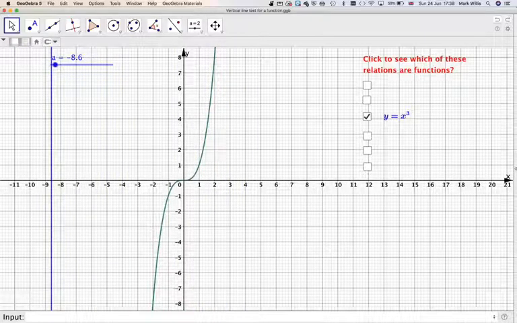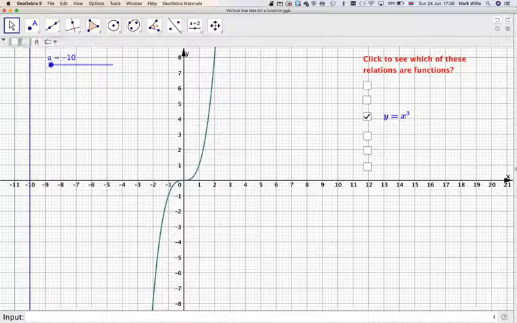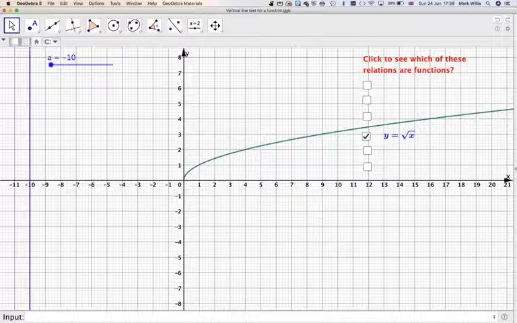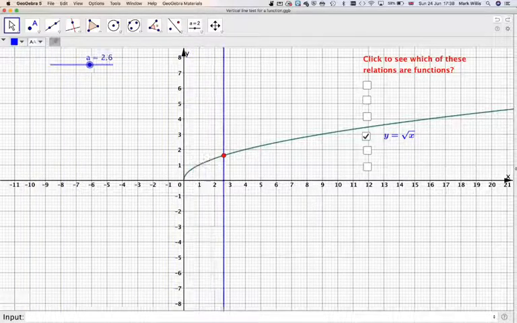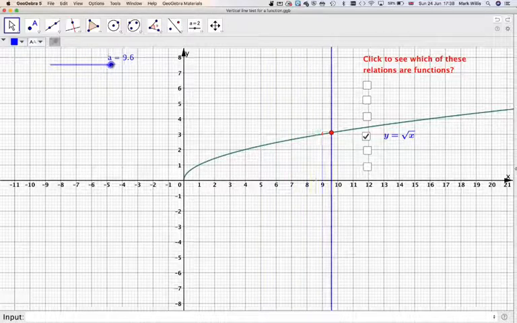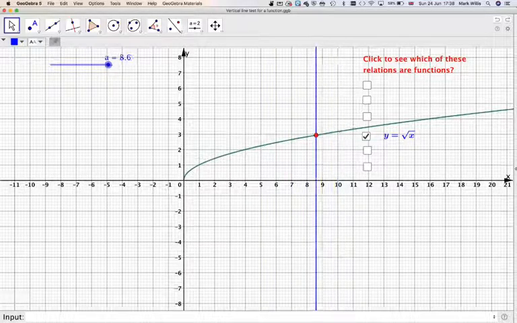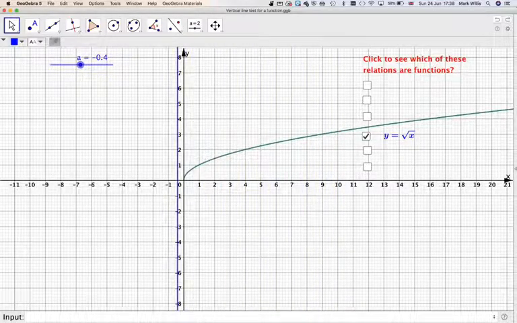Right, so carrying on, let's try y = the square root of x. If we move the line along, the plus square root of x again cuts at one place only, and again is considered to be a 1-to-1 function.